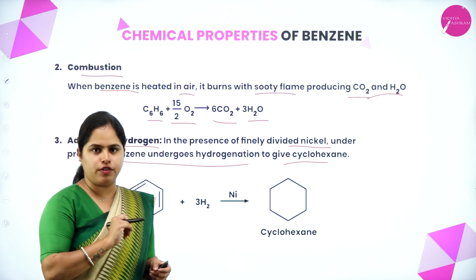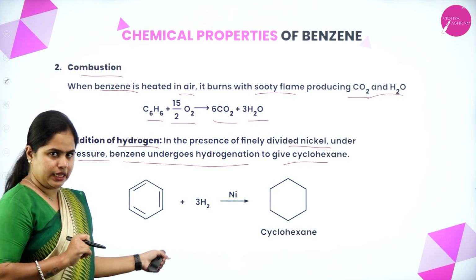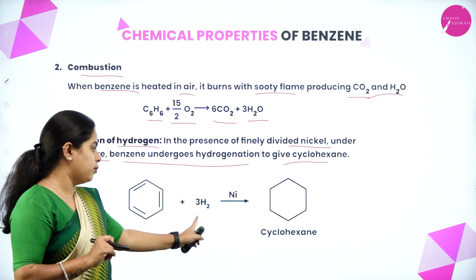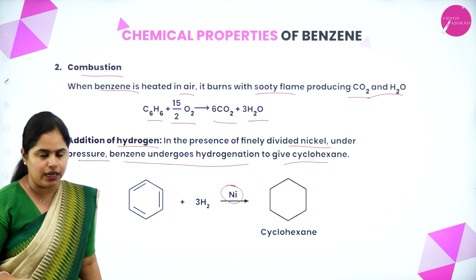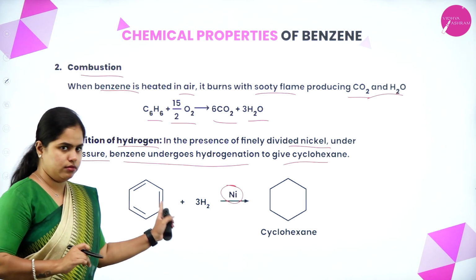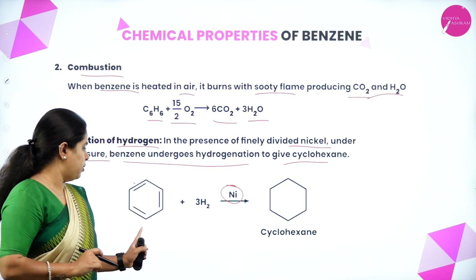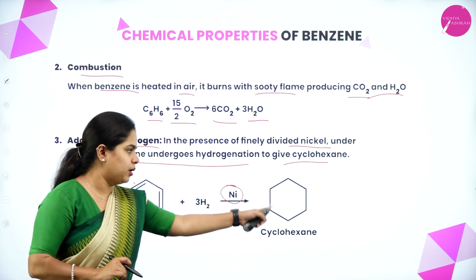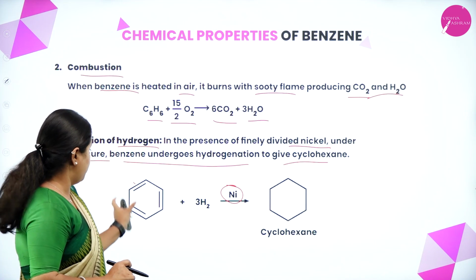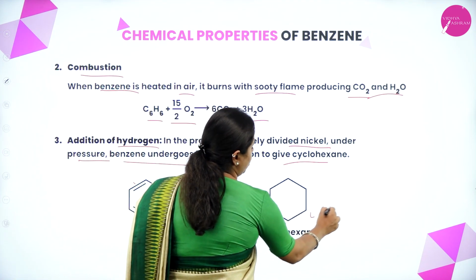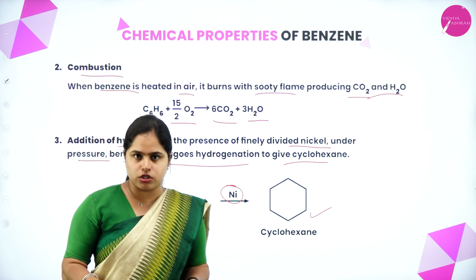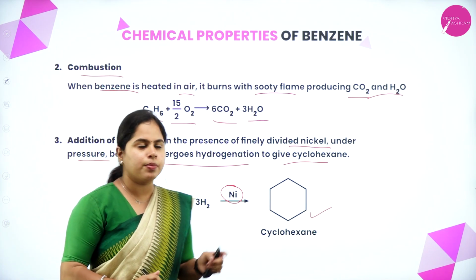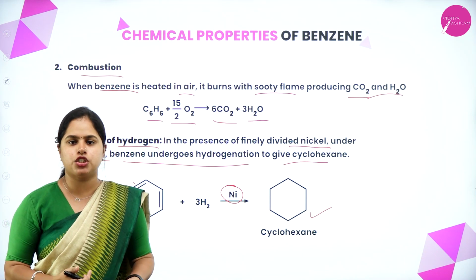Hydrogenation means addition of hydrogen. So you have benzene here, to which we are going to add 3 moles of hydrogen in the presence of a finely divided catalyst like nickel. What happens? You have 3 double bonds here. All of these double bonds will break and form single bonds. That means from benzene you will obtain cyclohexane. All the double bonds will be removed. This process is called hydrogenation. We are adding hydrogen. Okay, so this is the next reaction, that is, addition of hydrogen.